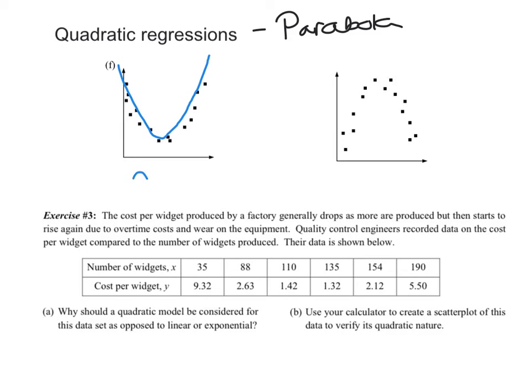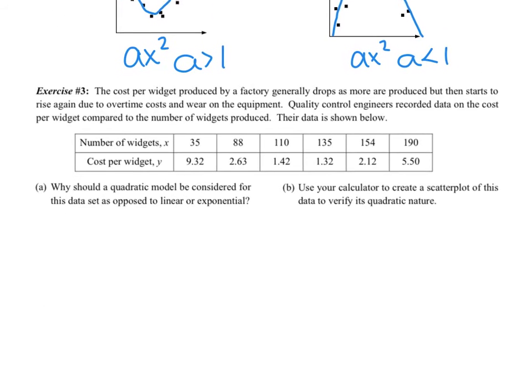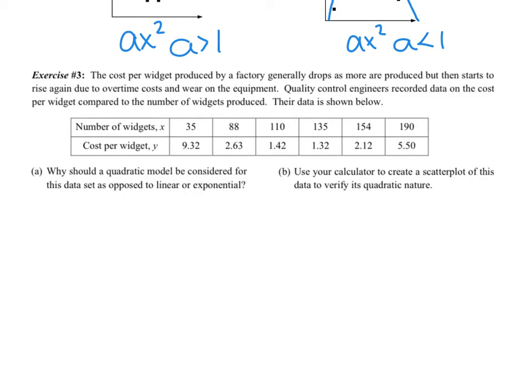In this case, this ax squared, this a value would be positive, greater than 1. In this case, this frowning parabola of ax squared, my a value would be less than 1. So same idea, the cost per widget introduced by a factory generally drops as more are produced, but then starts to rise again over time.